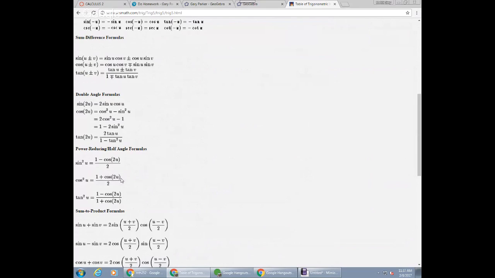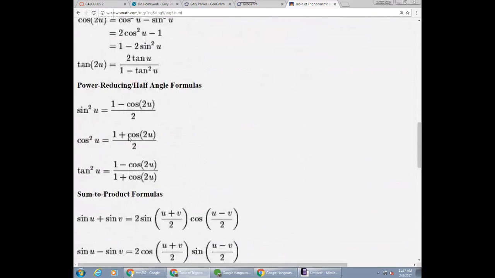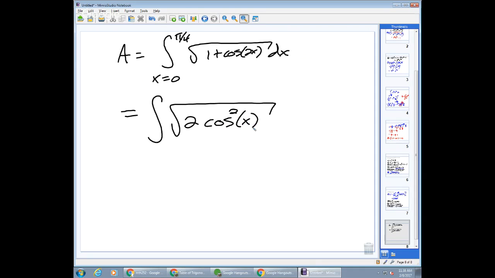Check it out. 1 plus the cosine of 2u is equal to, if I multiply the 2 to the other side, 2 cosine squared. Let me blow that up. Yeah, this guy right here. That's the inside of my square root, right? The top, put the 2 on the other side. So we have an identity that says this is equal to the integral of the square root of 2 cosine squared of x. Oops, pi over 4, sorry. dx. No, the 2x is right here.